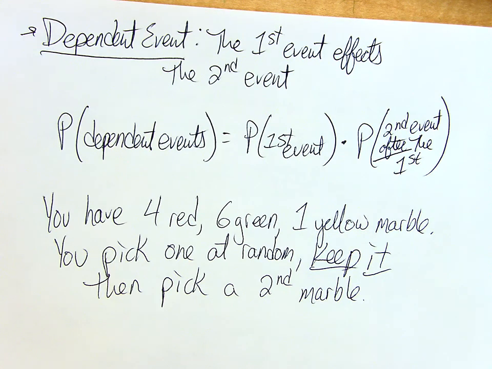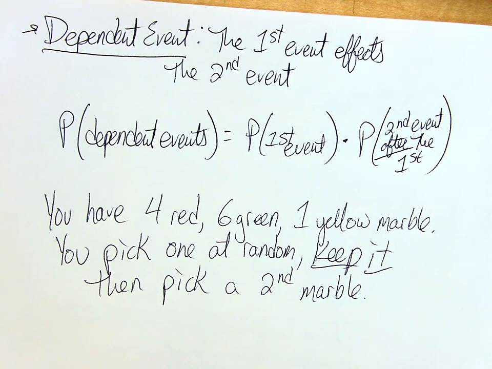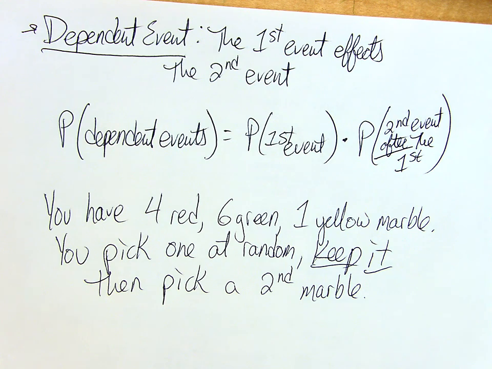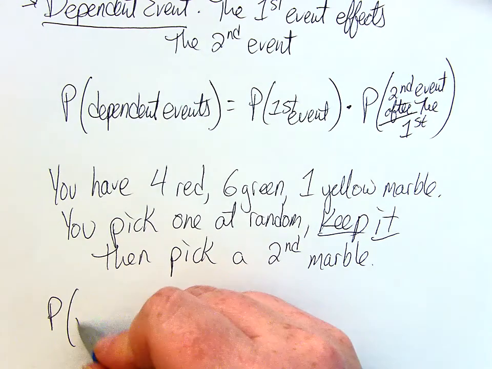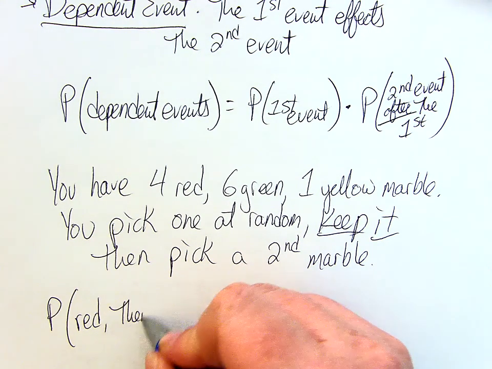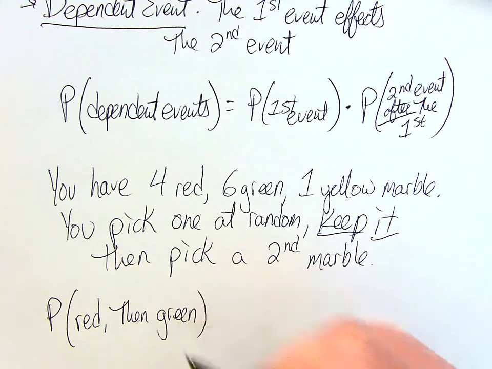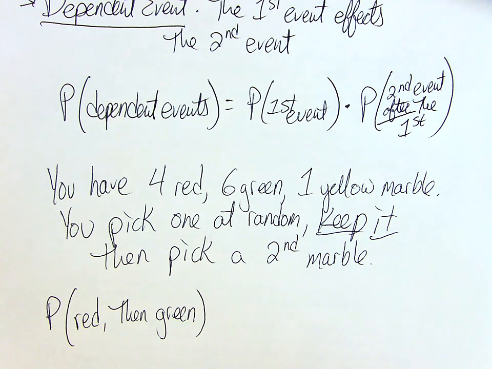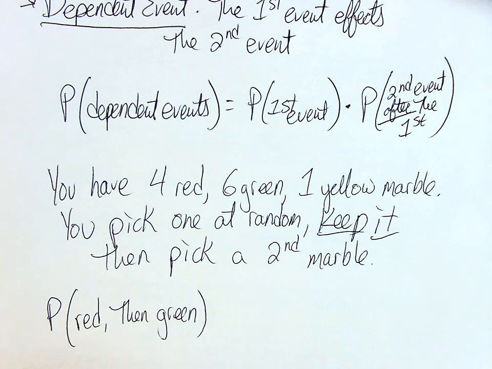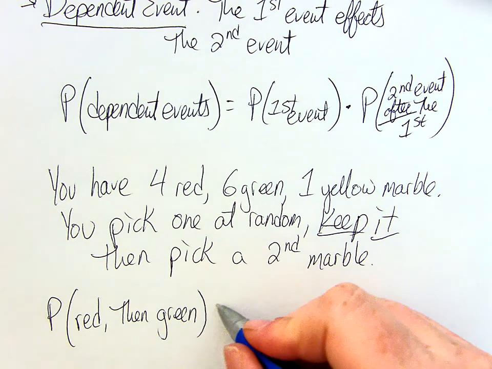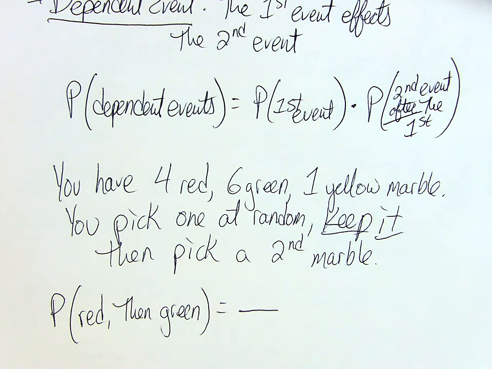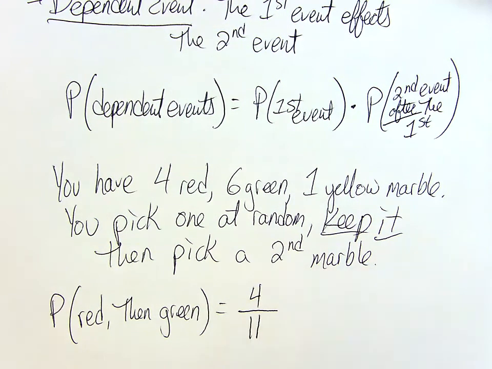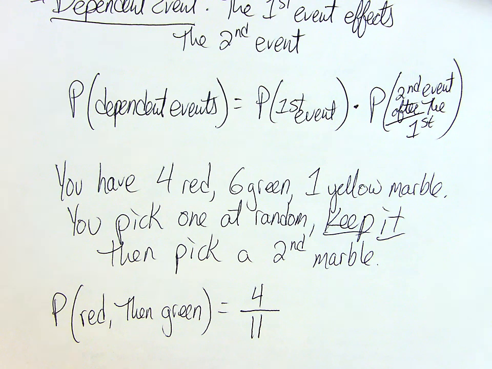Okay, so let's watch how this changes things. The first example I did before was red then green, so let's stick with that. Again, I want to choose a red, then green. But here, I'm not putting the marble back in. I'm going to pick a marble out, keep it, and then pick a second one. So what's the probability that I pick a red the first time? 4 out of 11. That's still the same.